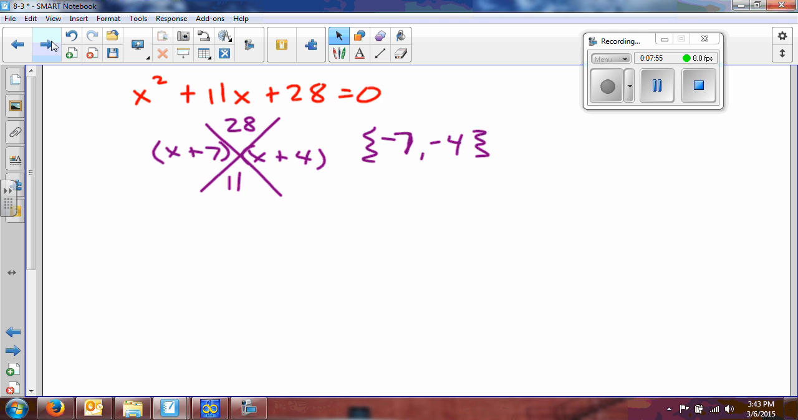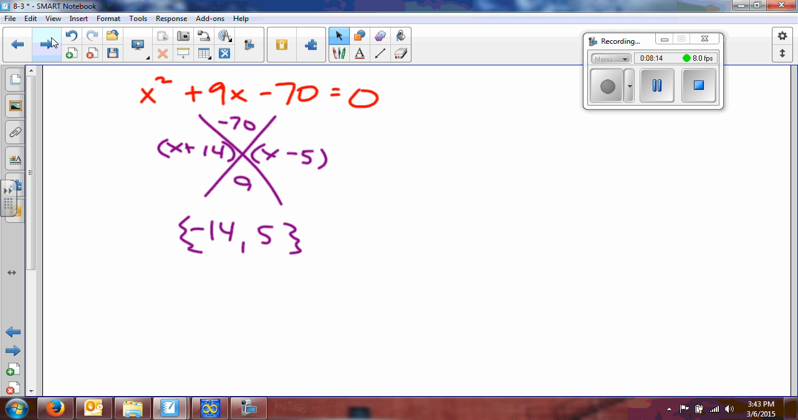Okay, so this one here, x squared plus 11x plus 28. 28 and 11, 7 and 4. So I'm going to pull a negative 7 and negative 4. And then I got my answers. I've skipped the setting them equal to 0. Okay, I got my two factors and I got my two answers because it equals 0.